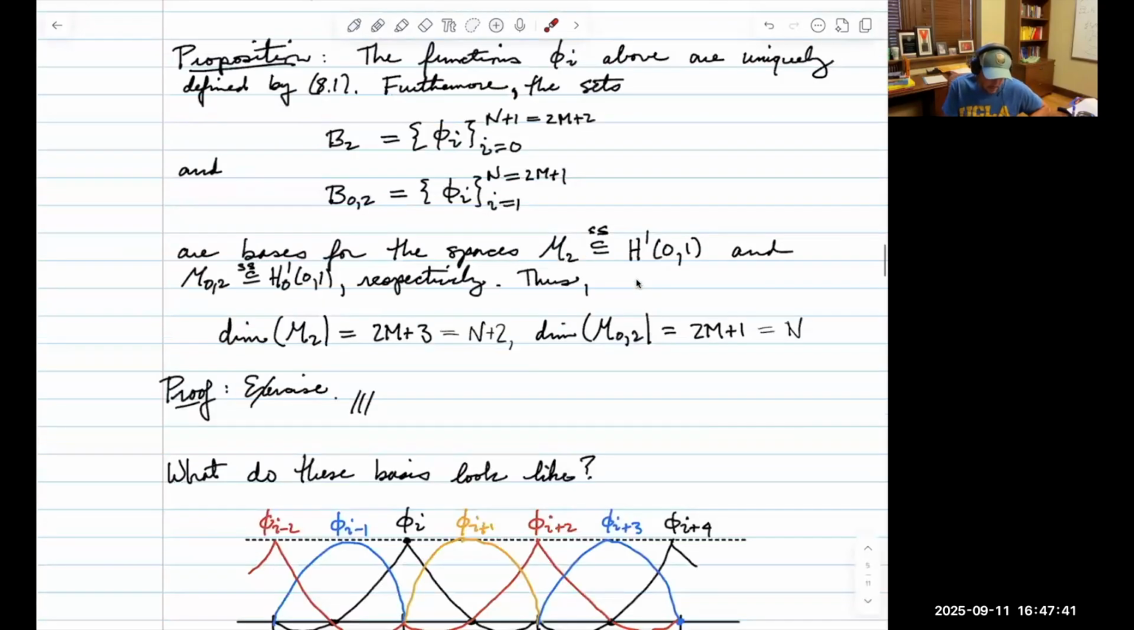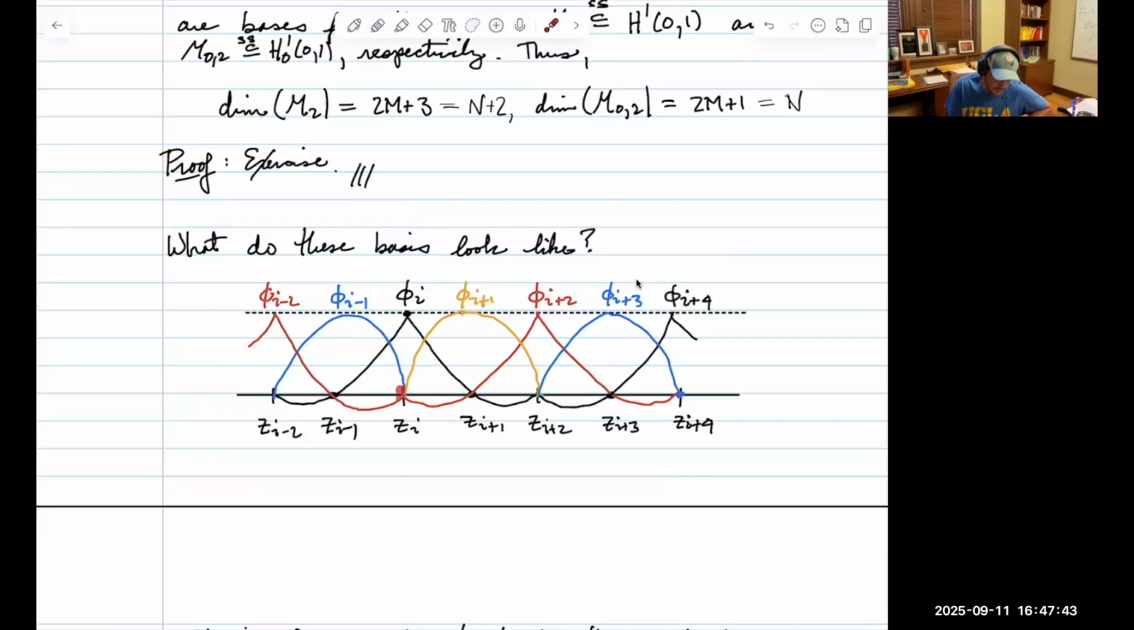So let's go down here and look at this. Suppose that the node that I'm interested in, so this is my line here, and of course out here somewhere is 0 and out here is 1, so this is just a snapshot of what's going on in the middle of the mesh. So I'm interested in this point right here, z_i.